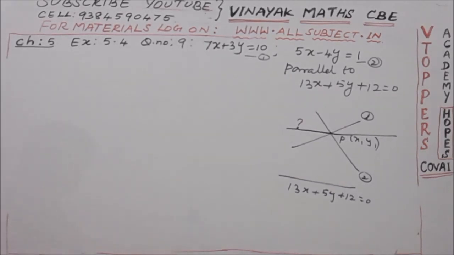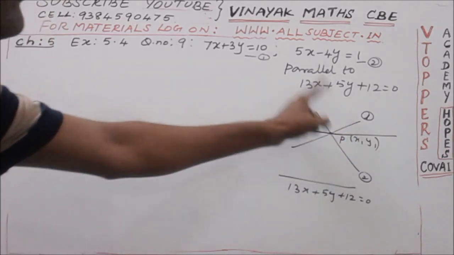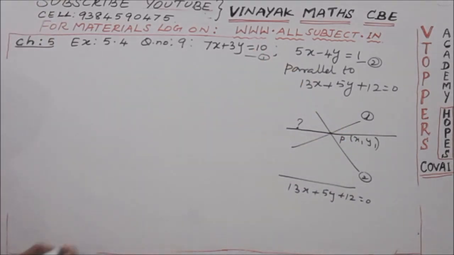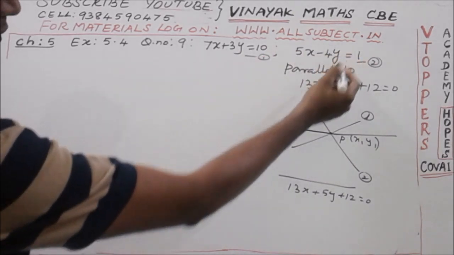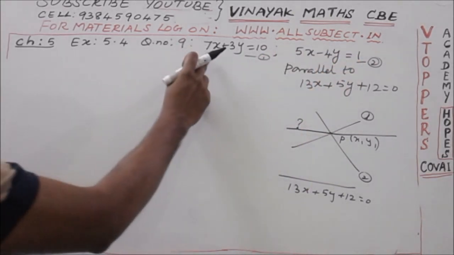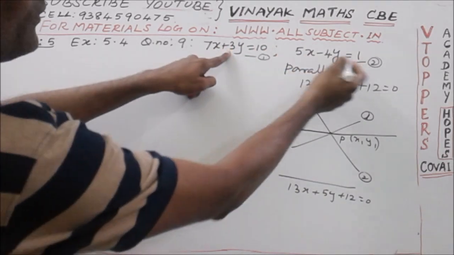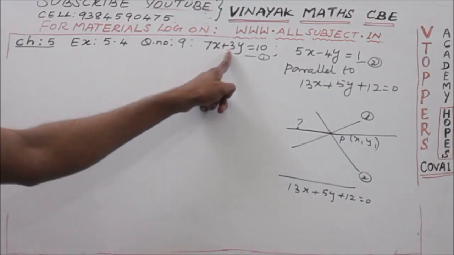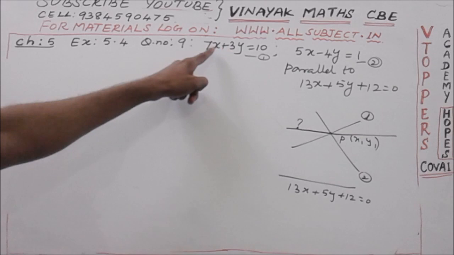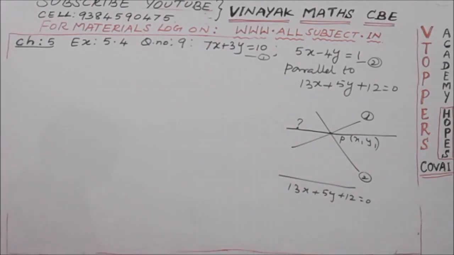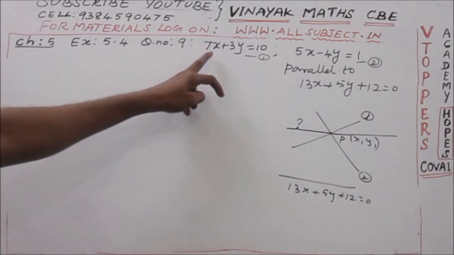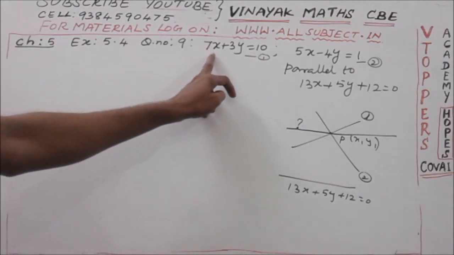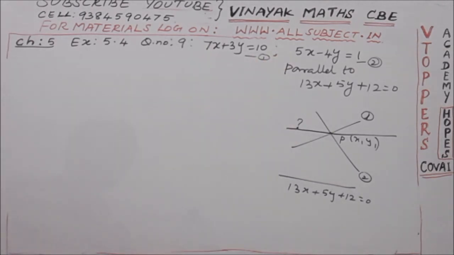To find the point of intersection, solve these two equations 1 and 2. How to solve here? Multiply the first equation by 5 and second equation by 7, or multiply the first equation by 4 and second equation by 3, to equate the coefficient of y, or in the first method equate the coefficient of x, or equate the coefficient of y in both equations. So now multiply the first equation by 5 and second equation by 7.